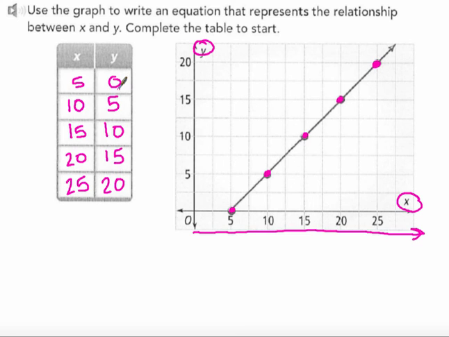I think I'm going to have to use subtraction here. 10 divided by 2 gives me 5, but 5 divided by 2 does not give me 0. So I can subtract 5 minus 5 to get 0. 10 minus 5 would give me 5. 15 minus 5 is 10. 20 minus 5 is 15. 25 minus 5 is 20. So it looks like in order to get my equation, my x column minus 5 would give me my y column.